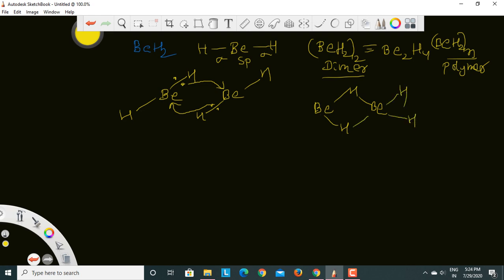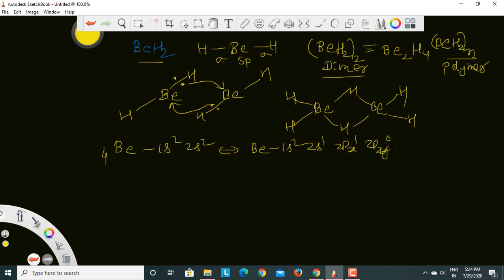Now we are not seeing the three-dimensional structure. We are first establishing the bonding. After that, we'll take three-dimensional structures. Now, beryllium. Let us see. Beryllium is atomic number 4, so 1s2, 2s2 configuration. But in the excited state, beryllium will change to 1s2, 2s1, 2px1, 2py0 and 2pz0. So py is vacant, pz is vacant.